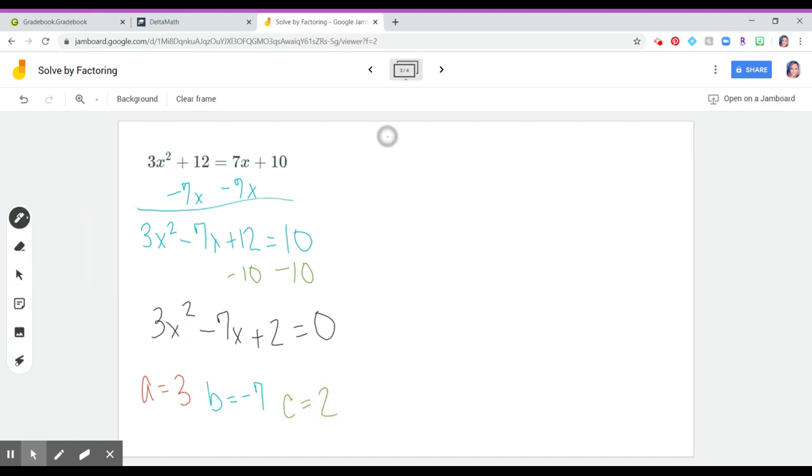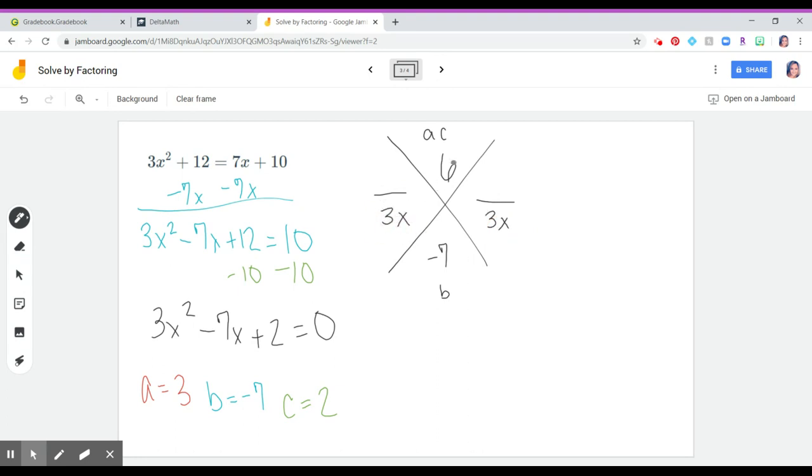Again, when we do our x method, we're going to do a times c at the top. So 3 times 2 gives me 6. I put negative 7, my b value, on the bottom. And then I write ax, so 3x and 3x.